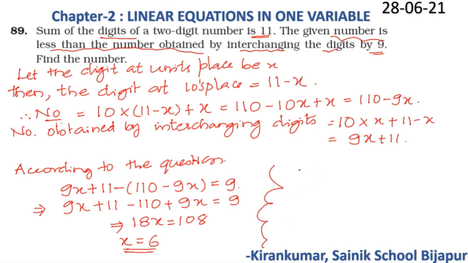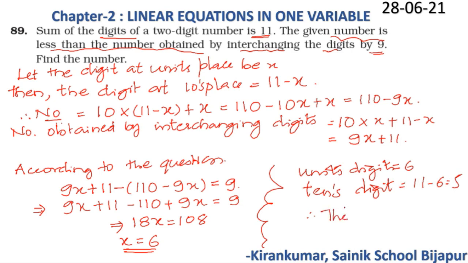Now we got the units digit is 6. At the same time you can find the tens digit. The tens digit will be 11 minus 6, which is 5. Therefore, the number is 56. After interchanging, it becomes 65, and their difference will be 9. This is how we require to solve.